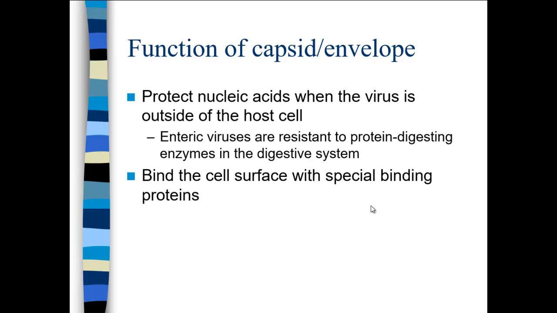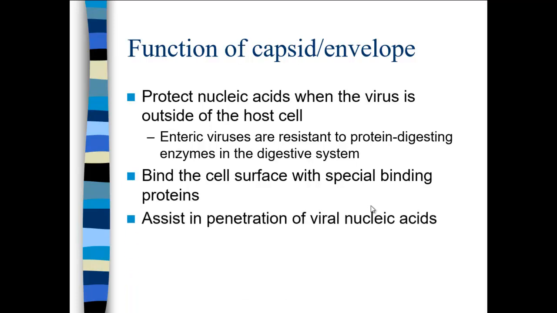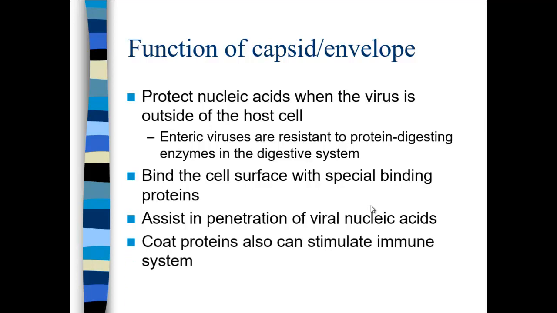The other function of the capsid envelope is to be able to bind the host cell surface with special binding proteins. These are the glycoprotein spikes, which will bind directly to the receptor proteins of the host cell. Okay. And then they'll assist in the penetration of the host cell and allow the viral nucleic acids to go into the cytoplasm of the host cell.